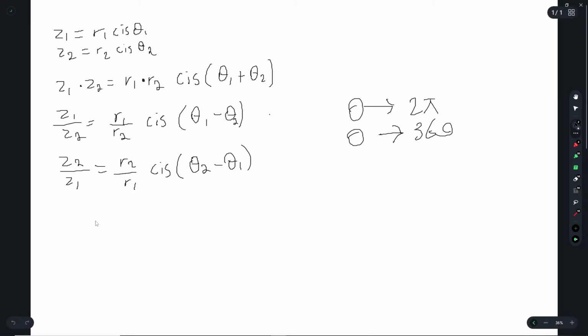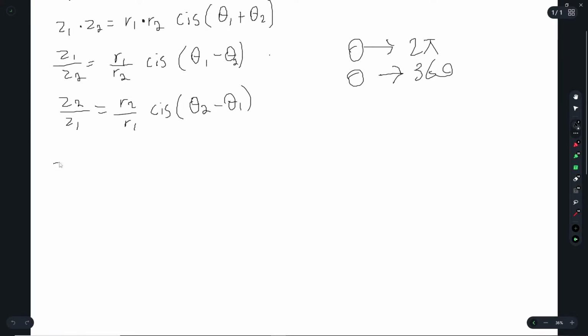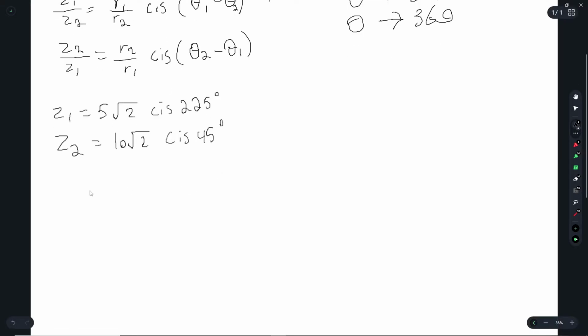Okay, let's take an example. Let's say z1 is equal to 5 radical 2 cis 225 degrees, and z2 is equal to 10 radical 2 cis 45 degrees. We'll have to find the product and the quotient, so we'll multiply them and divide.